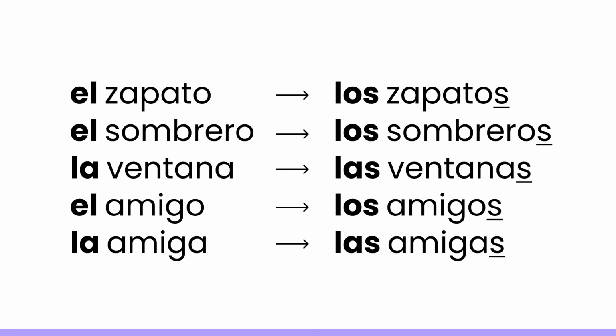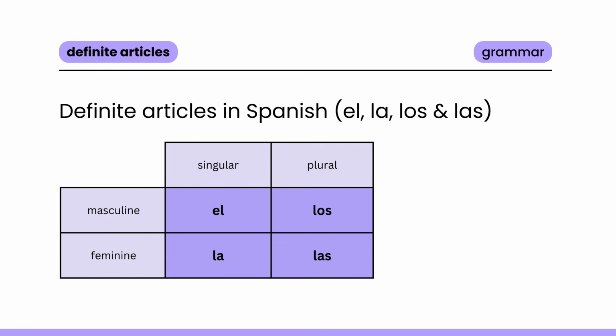All right, so let me show you some more examples. So el zapato becomes los zapatos, el sombrero becomes los sombreros, la ventana becomes las ventanas, el amigo, los amigos, la amiga, las amigas. All right, and in this last slide, I kind of want to give you a sum up of all the information that we learned today. I would suggest to make a copy of this. Again, you can also just download my reference sheet. I know I keep linking to my reference sheets, but they are actually quite useful, so why not download them?